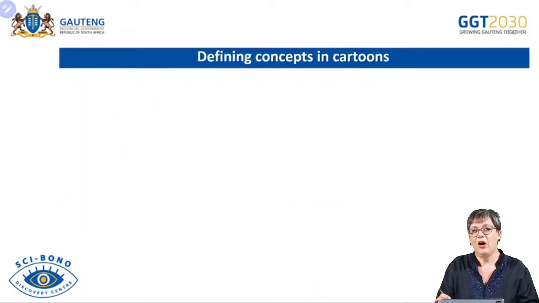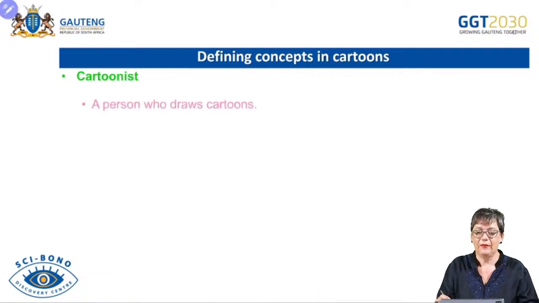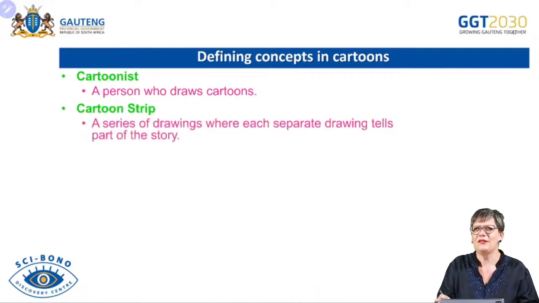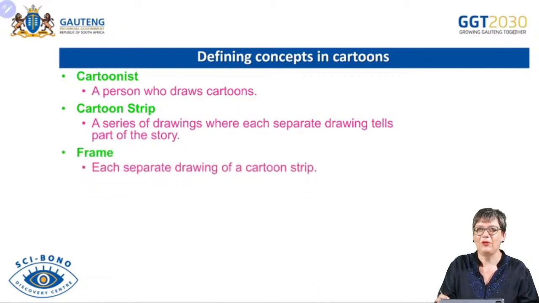Right, there's a number of concepts that you have to know in cartoons. First of all is the cartoonist, obviously the person who draws the cartoon. And I must say, in South Africa, we've got brilliant cartoonists. Then we have what we call a cartoon strip. So a cartoon strip is a series of frames where the story is told. But we can have a frame. Now a frame is a single separate drawing of a cartoon strip. So cartoon strips can have a number of frames, or you can only have one.